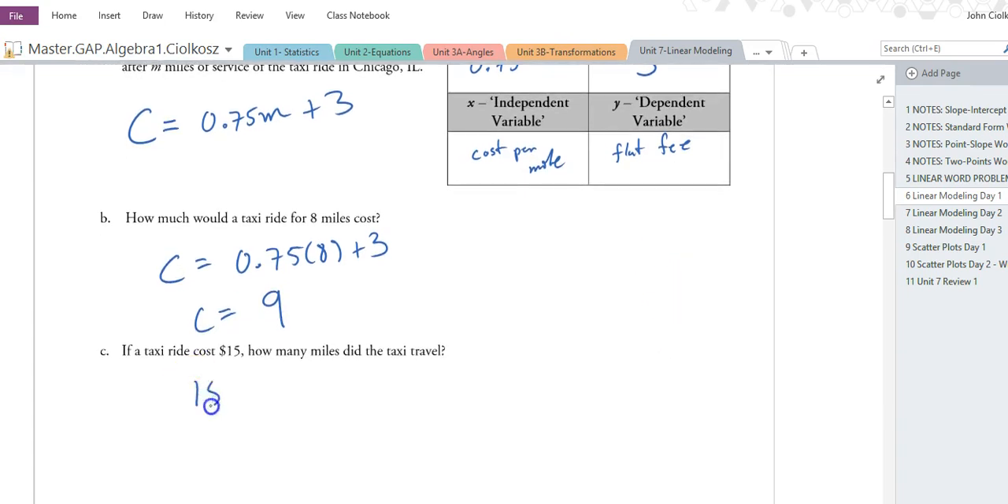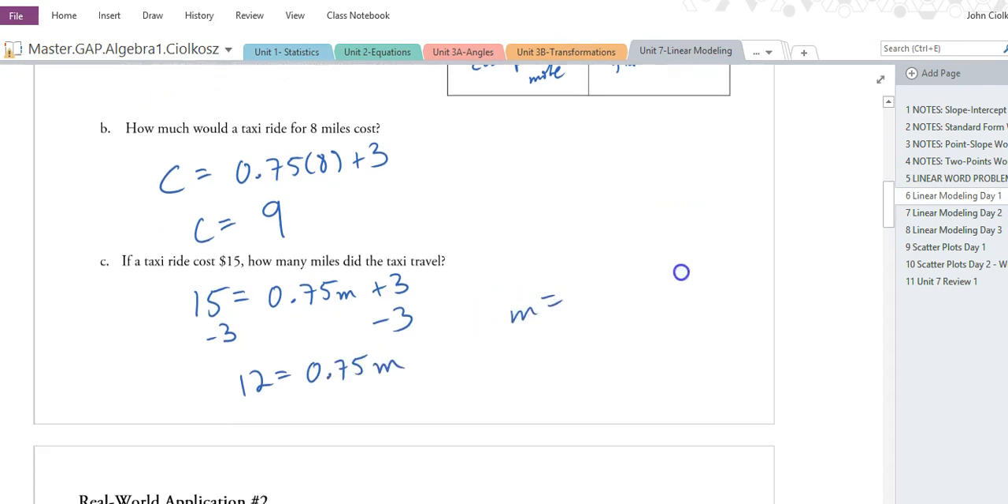Here they're giving us a cost, so it'd be 15 is equal to 0.75 m plus 3. And we're going to find how many miles we drove. If we divide both sides here by 0.75, we'll get 16.